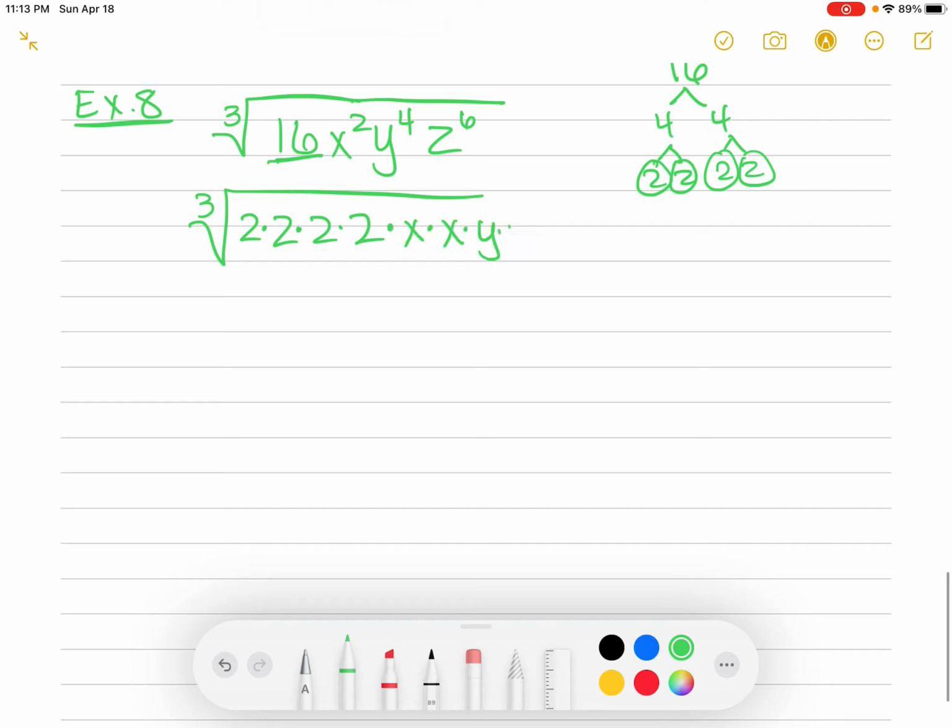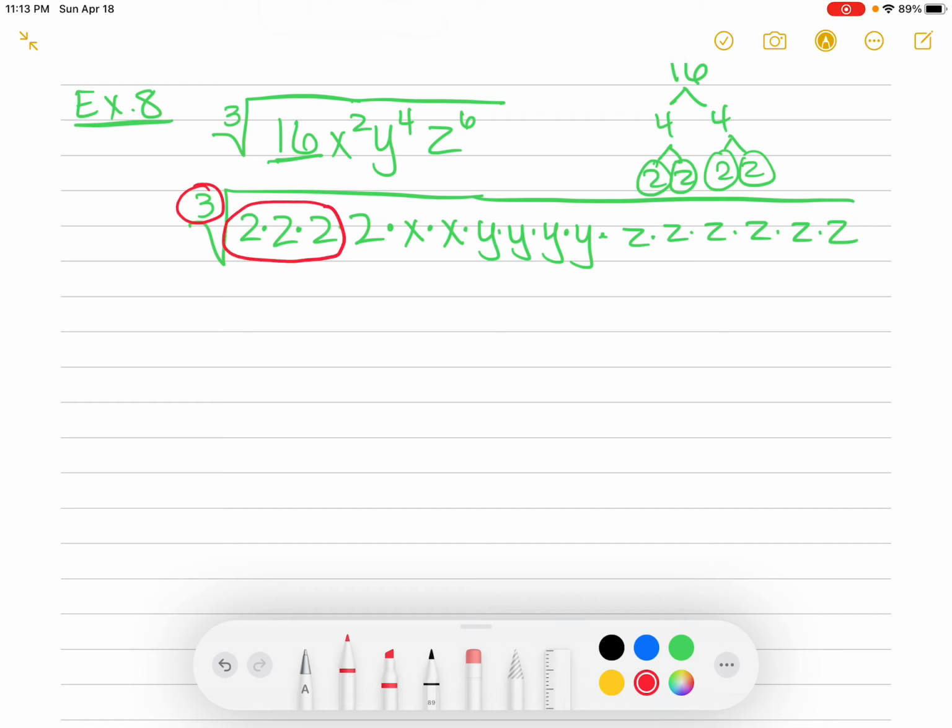I have y times y times y times y. And then I have a whole bunch of z's. Z, z, z, z, z, z. Okay, those are z's, not 2's. My 2's and my z's look pretty close to each other. You have to be careful there. Okay, so I'm going to go through and circle everything in 3's. So here's 3 2's. Notice there's a 2 left over.